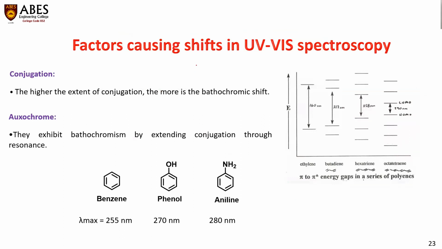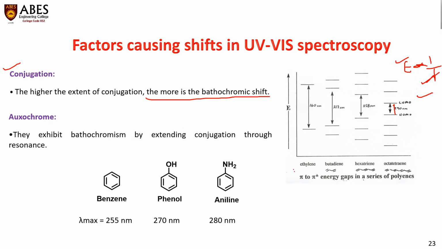There are some factors which are responsible for the shifting of absorption maximum. First is conjugation. As the conjugation in the molecule increases, the band gap of the molecule decreases. As the band gap decreases, we know that the energy is inversely proportional to lambda, so lambda max increases. So these molecules show the bathochromic shift.